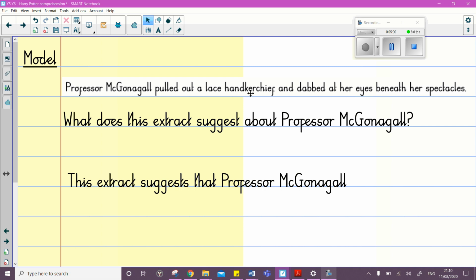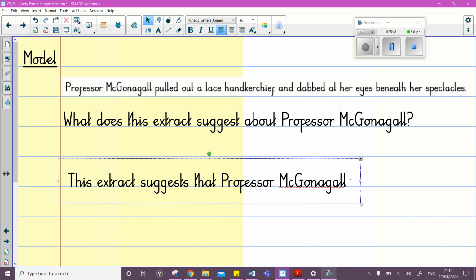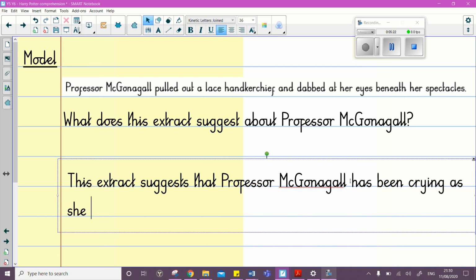And it says dabbed her eyes beneath her spectacles. Now that to me, if she's dabbing her eyes, suggests that she has been crying because she's wiping away the tears. If she's been crying, then that to me also suggests that she's upset. So this extract suggests that Professor McGonagall has been crying as she, and I'm going to use a quote, as she dabbed at her eyes.